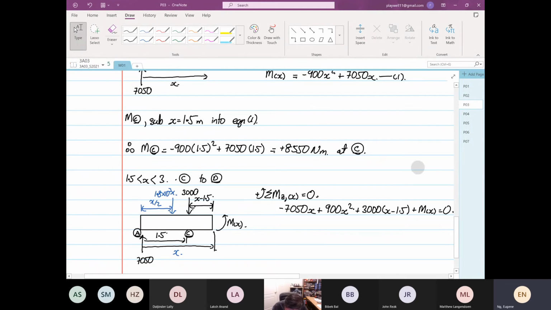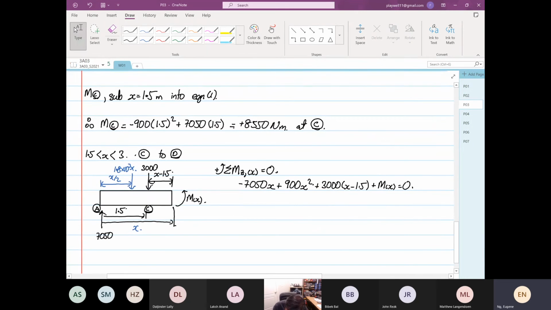Okay, this C to point D. So from here, we have minus 7050x plus 900x squared plus 3000x. So 3000 multiplied by 1.5 is 4500, plus m as a function of x is equal to 0.